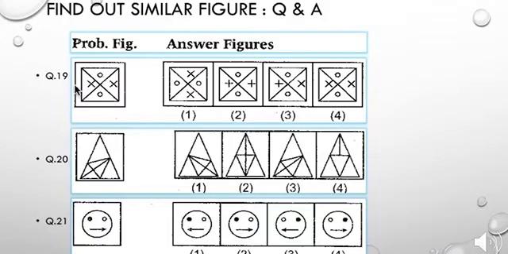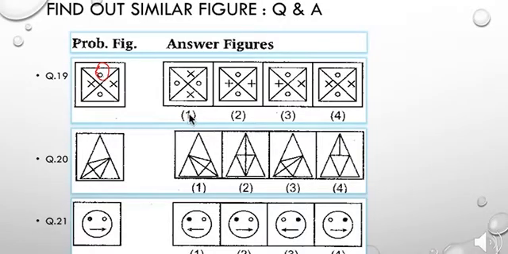Question number 19. Problem figure is given and there are 4 answer figures given. Let's see the problem figure carefully and find what are the various designs in the given figure. We find here that there is a square which is divided into 4 parts, and there's one design kept in each of the part. We can see here in this part there is a circle. So let's check if this circle is available in any of the answer figures.